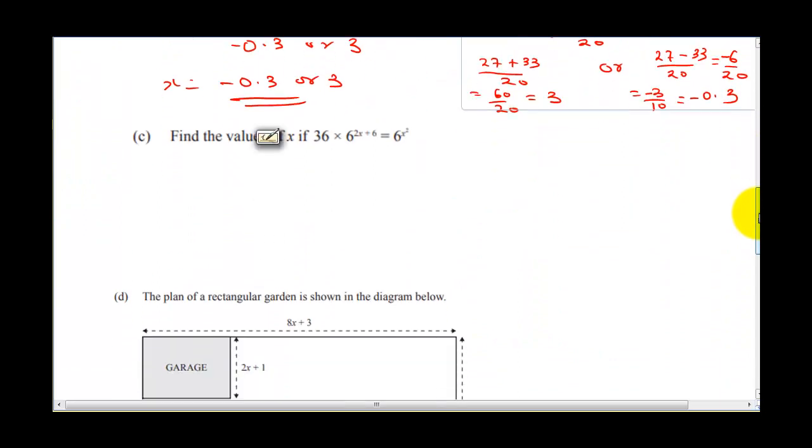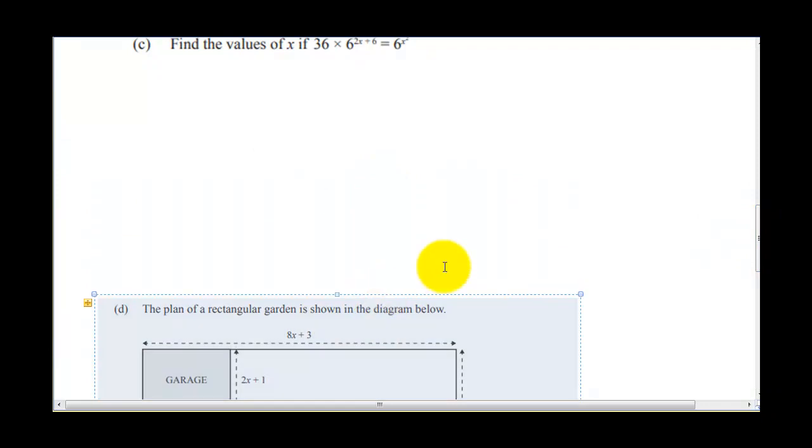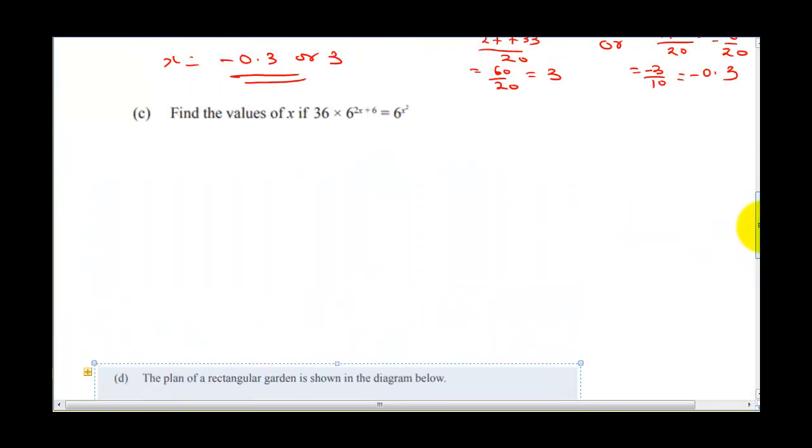The next question says we should find the value of x if 36 times 6 raised to the power 2x plus 6 is equal to 6 raised to the power x squared.